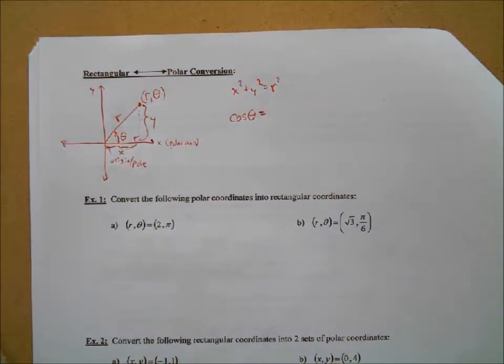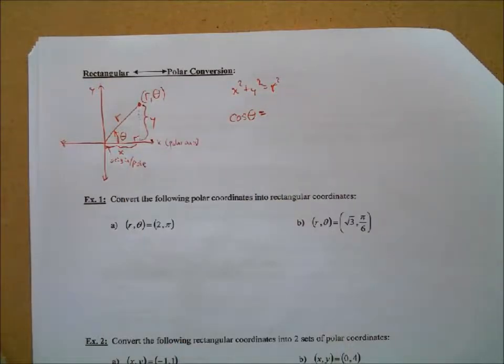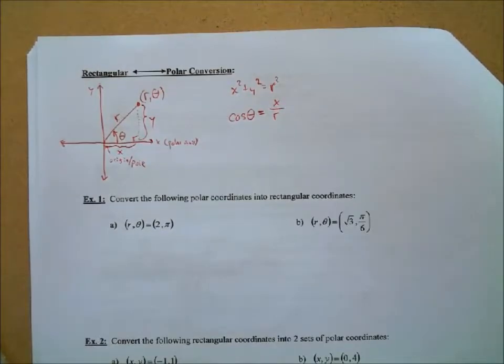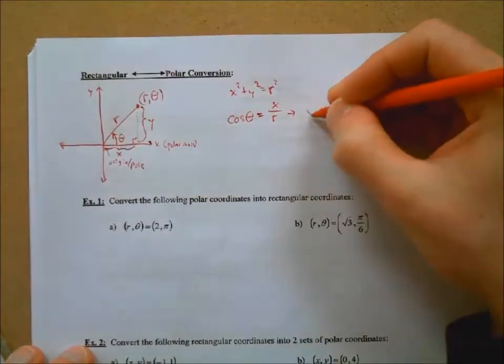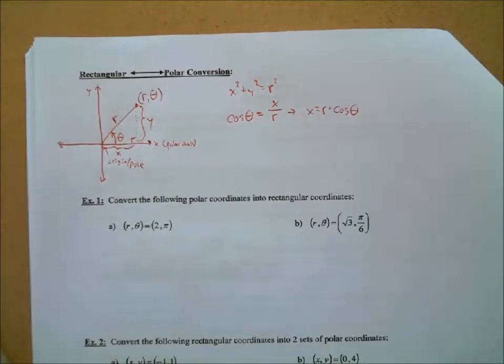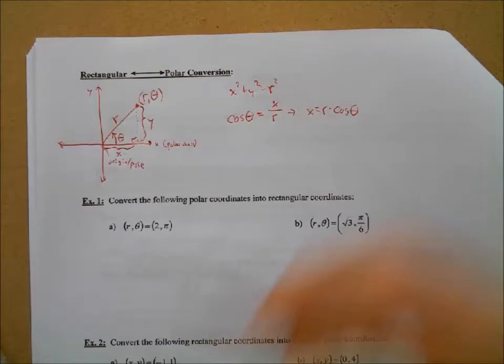So, SOH-CAH-TOA, right? Cosine is adjacent over hypotenuse. What's the adjacent leg in this right triangle? X over the hypotenuse, r. Or, to put it a different way, x equals r times cosine of theta. Just multiply both sides by r. And so, aha, we have a direct conversion. Given a polar coordinate (r, theta), we can take our r, multiply by cosine of the theta, and you get the matching x coordinate in rectangular coordinates.